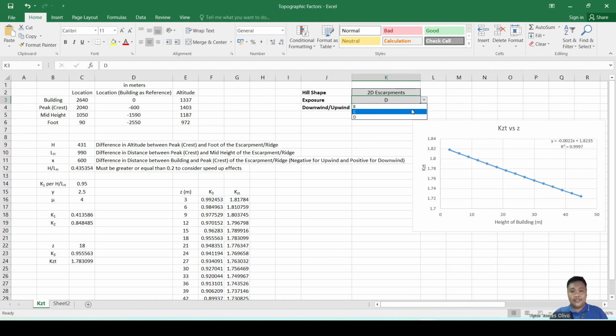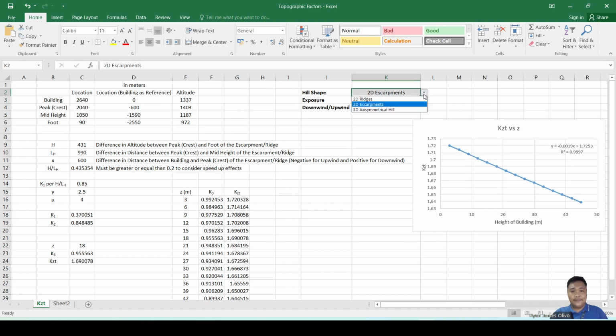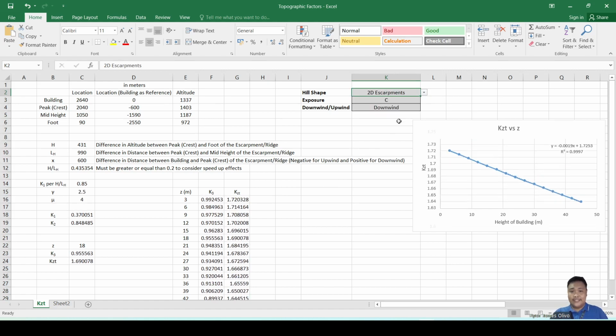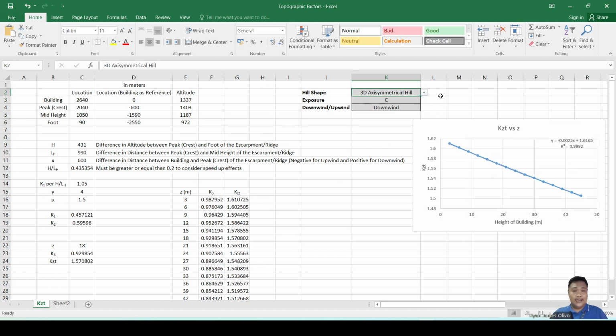So let's go back to C and let's try to compare these different hill shapes. For 2D ridges, it gives us higher. For 2D escarpments, it gives us in the middle, but for 3D, it gives us much lower. We can consider it as a 3D axisymmetrical hill, but for the purposes of this, let's just consider it as escarpment or ridge. So these are the examples.